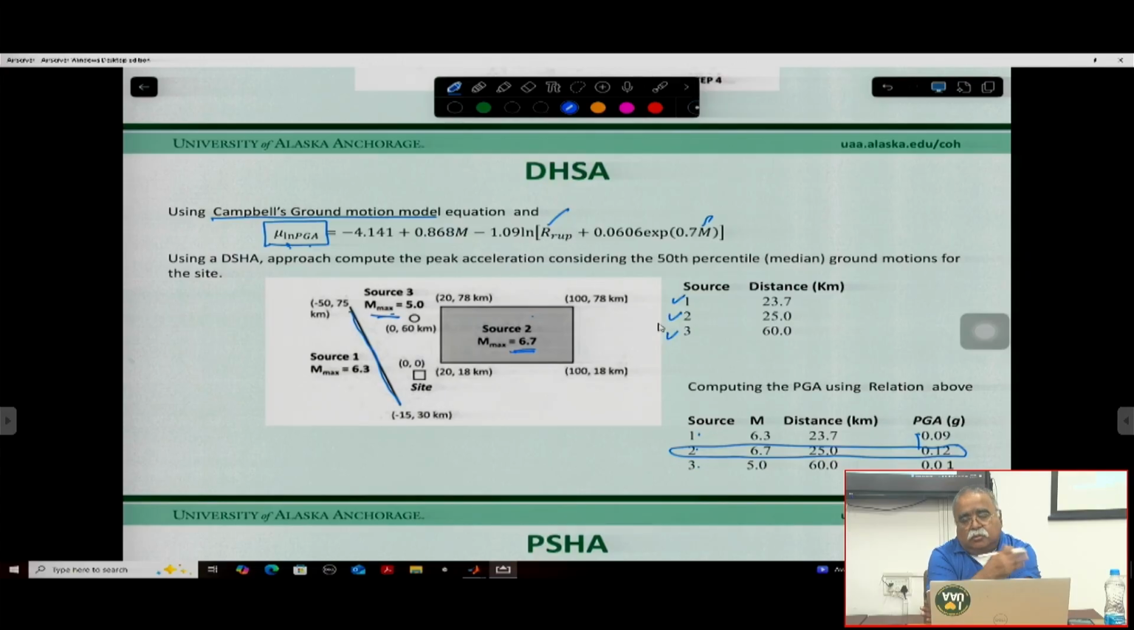Okay, so if you know the maximum magnitude of the fault, and if you know the distance, then this will be the thing. The distance, we always take the nearest distance in that sense, because that is where the contribution will be more. So the nearest distance from the source to the site, we always calculate. Okay?